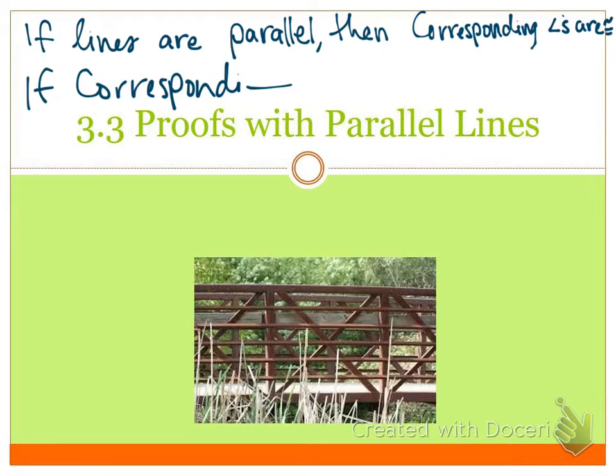So starting with some terms. Yesterday was if lines are parallel, then corresponding angles are congruent. Today we're going to talk about if corresponding angles are congruent, then your lines are parallel. We want to prove parallel lines.